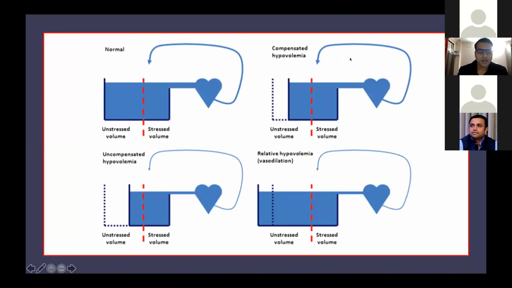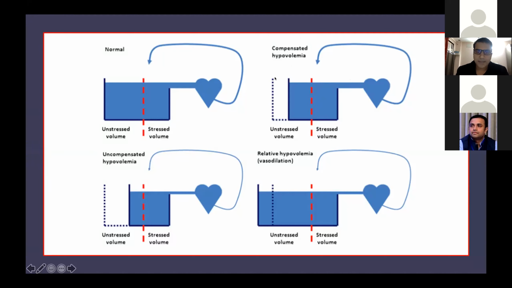Now, making the topic more clear, if we see here, this is the normal compartment, that is, this is the unstressed volume and this is the stressed volume. This stressed volume actually contributes to the venous return to the heart, that is the preload, and ultimately the cardiac output. Now, as we just discussed, what happens in compensated hypovolemia is that as there is loss of volume, the unstressed volume decreases. That is, this part has decreased, compensating the stressed volume. So there is no difference in the stressed volume, maintaining the cardiac preload and maintaining the cardiac output.